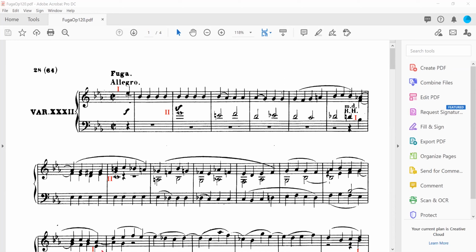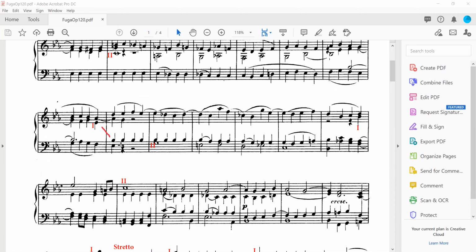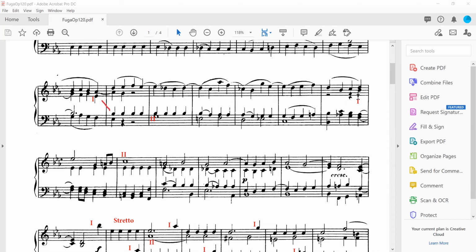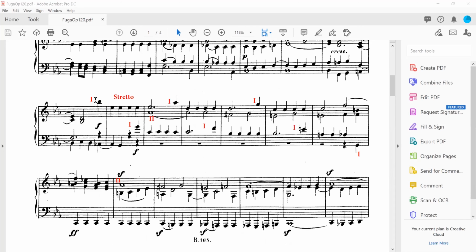So we have here, it goes ba beep ba ba ba, and then in the left hand, the second statement goes, and then here we go, the first, second, the first in the tenor voice here, and then the second, and then the first here and the second. And here's where we go stretto.